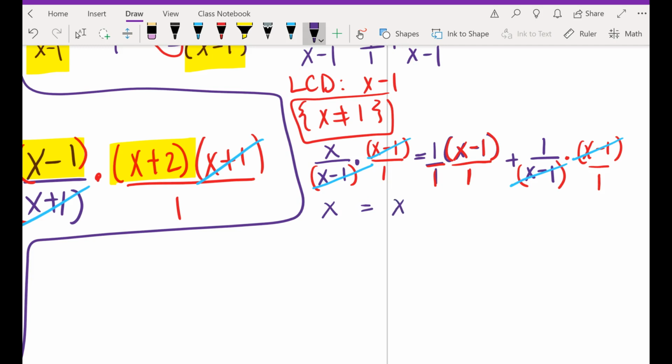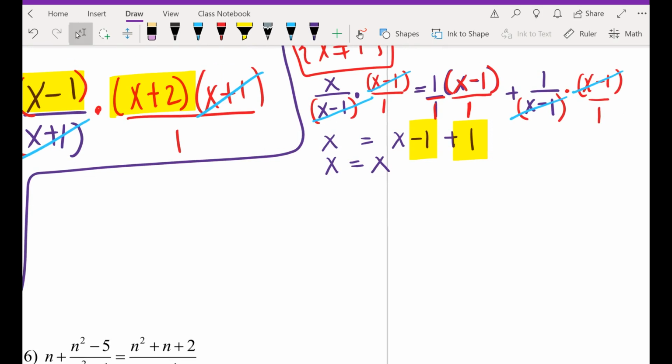The second, I'm left with an x minus 1. And the third, I'm only left with a plus 1. So here, what happens is I'm going to simplify a negative 1 and a positive 1, so those are gone. What? You have x equals x? Okay. Well, as you can see, x equals x is always true, right?